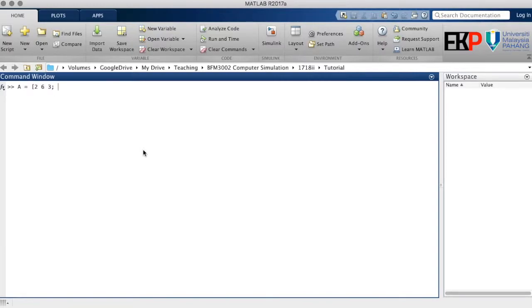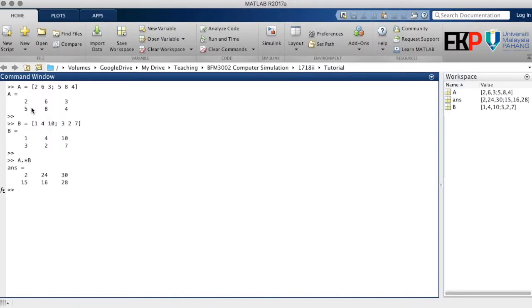Say we have a matrix A. This is a 2 by 3 matrix A, and we also have another 2 by 3 matrix B. If we do element by element multiplication, for example, A dot star B, then we will also get a 2 by 3 matrix as the answer. So 2 is multiplied with 1, 6 multiplied with 4, and so on.